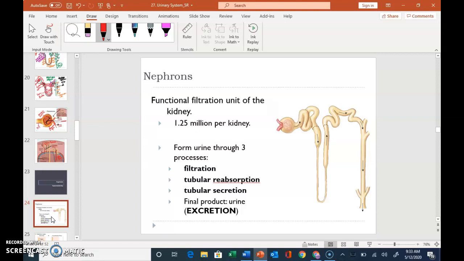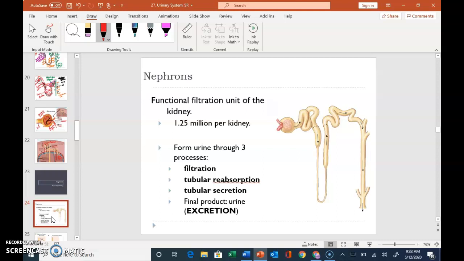Okay, so now let's look at the PowerPoint. So we know that the nephrons are the functional unit of the kidney. There are about 1.25 million nephrons per kidney. We talked about this before. And the nephrons are the little structures that actually filter blood to produce urine.